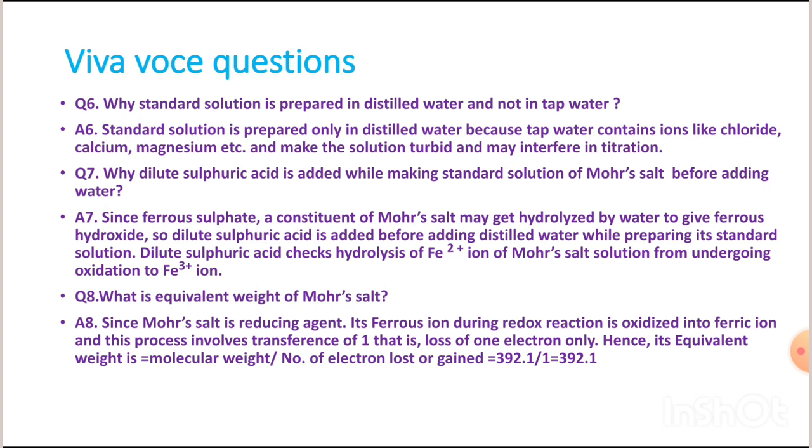Next question, why is dilute sulfuric acid added while making the standard solution of Mohr salt before adding water? Answer is, since ferrous sulfate, a constituent of Mohr salt, may get hydrolyzed by water to give ferrous hydroxide, dilute sulfuric acid is added before adding distilled water while preparing its standard solution. Dilute sulfuric acid checks hydrolysis and prevents the ferrous ion of Mohr salt solution from undergoing oxidation to ferric ion. Next question, what is the equivalent weight of Mohr salt? Answer is, since Mohr salt is a reducing agent, its ferrous ion during redox reaction is oxidized into ferric ion, and this process involves loss of one electron only. Hence, its equivalent weight is molecular weight upon number of electrons lost or gained, that is 392.1 divided by 1, which is equal to 392.1.